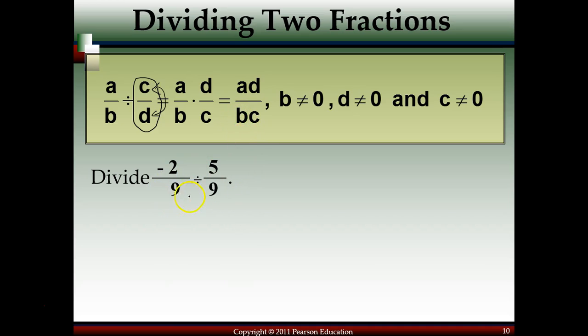So let's do that with this one. It says divide these two fractions. So dividing, you multiply by the reciprocal of the second expression. Now multiply straight across, but remember, first you can cancel out common factors in the numerator and denominator. So here we go. We can cancel out a 9 and we get negative 2 fifths, and we're done.